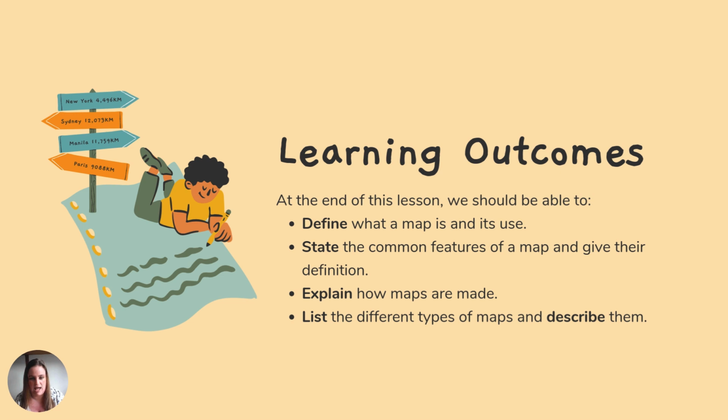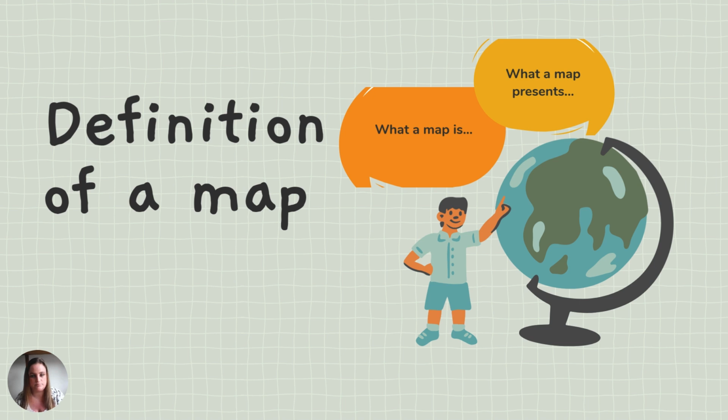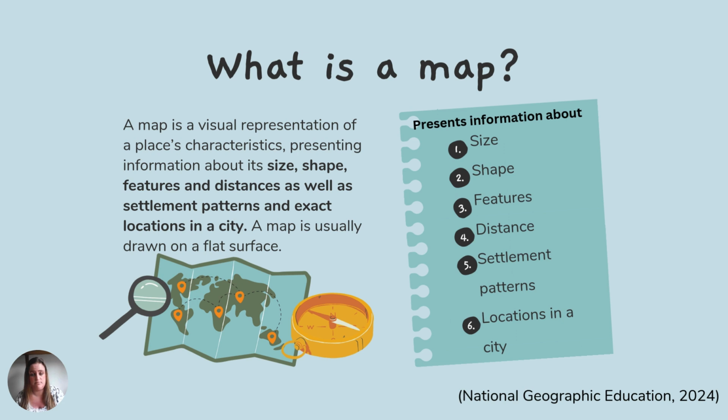Let's have a look at the definition of a map. So we are going to look at what a map is and what a map presents, two very important things to know. What is a map? A map is a visual representation of a place's characteristics, presenting information about.